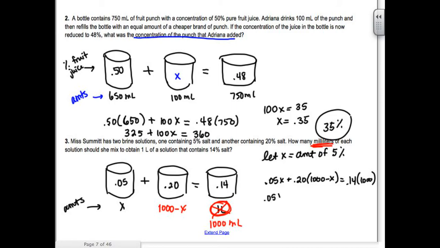Okay, multiply out. So 0.05x plus 200 minus 0.20x equals 140. If you have 0.05 minus 0.20, that's negative 0.15x. Subtract the 200 over. So 140 minus 200 is negative 60. So negative 60 divided by negative 0.15.